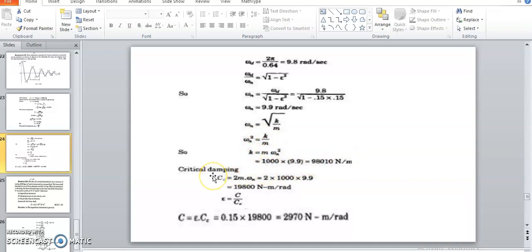And in the critical damping case, for calculation of zeta, cc is nothing but 2m omega n. Mass is 1000 kg, omega n you already calculated here, 9.9 radian per second. So cc becomes 19,800 Newton meter per radian. Zeta equals c by cc, and now you can find c is equal to zeta into cc.